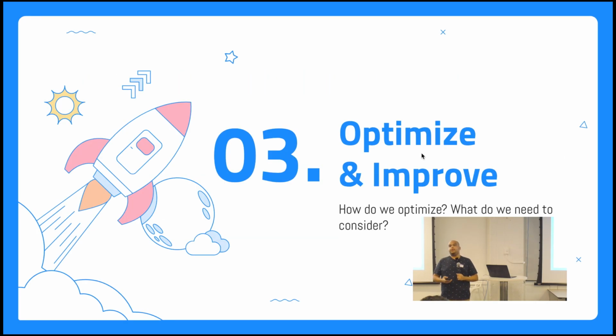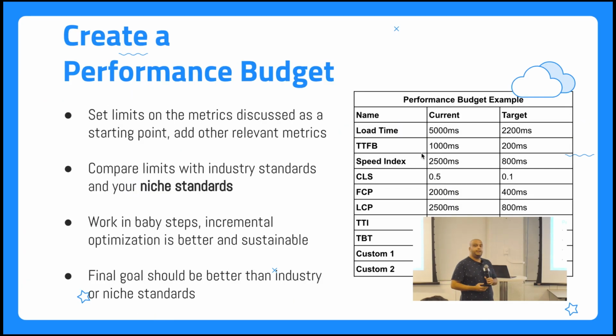Now let's get into some common optimization practices. And as I mentioned before, simply because of the various differences in tech stacks, I can't go over everything. I'm going over some of the more generalized things that I'm hoping some of you don't know, some of you may know. But the first thing you want to do is create a performance budget. You want to establish what your baselines are. You want to establish where you want to get to. The second thing you want to do is compare it with industry standards and your niche standards.